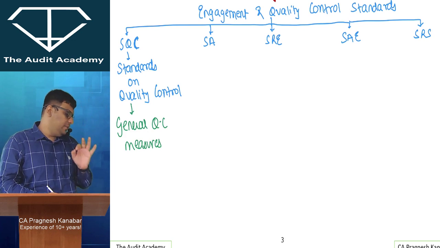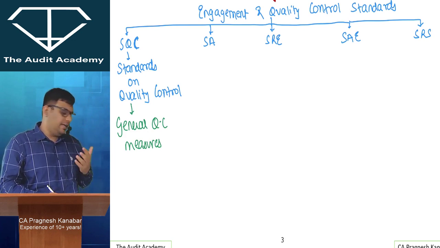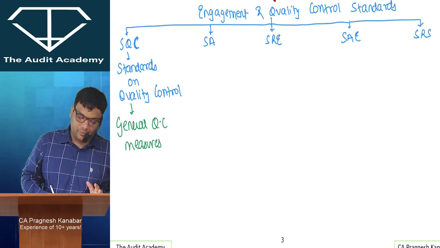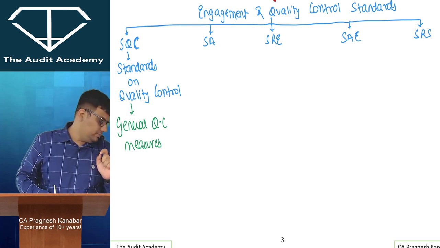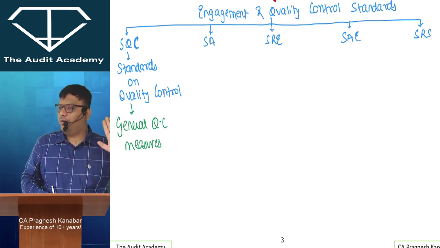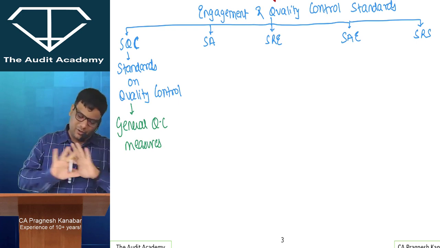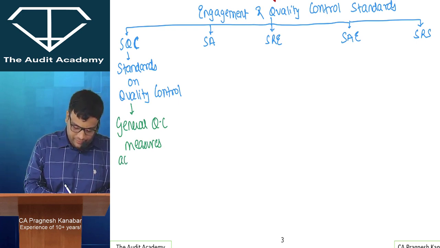Final CA students, please write. You have this habit in articleship, you work on computers only, so I don't know when you last picked up your pen. Right? So standards on quality control is general quality control measures across all assignments, across all engagements. Okay.